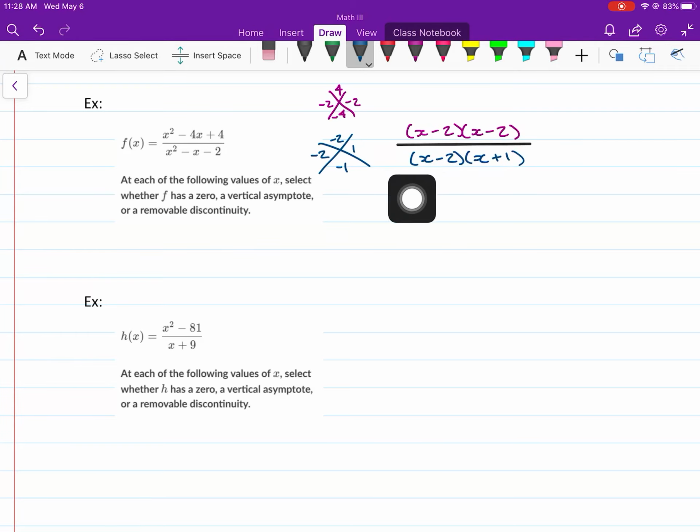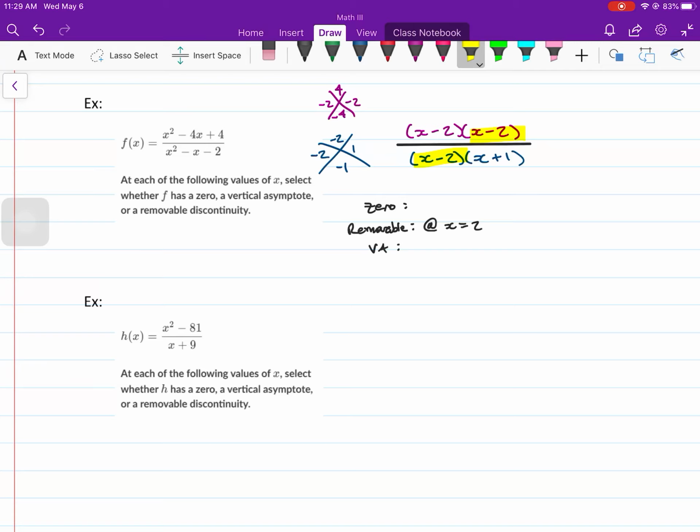There we go. So looking at this, where would you have a removable at? So you're going to have a removable at x equals 2. And I'm glad this problem came up. So 0, and then removable, and then vertical asymptote, I'll put VA. So removable at x equals 2, because notice right here, the x minus 2, we have it on the top and the bottom.